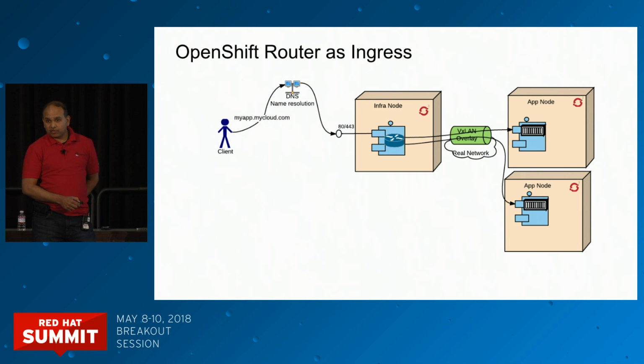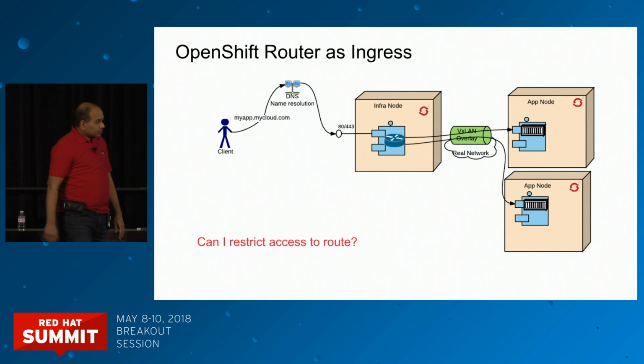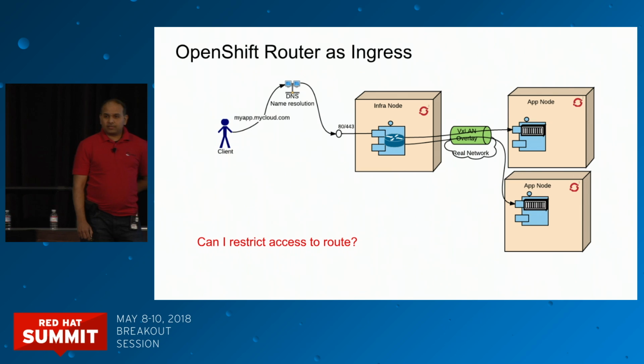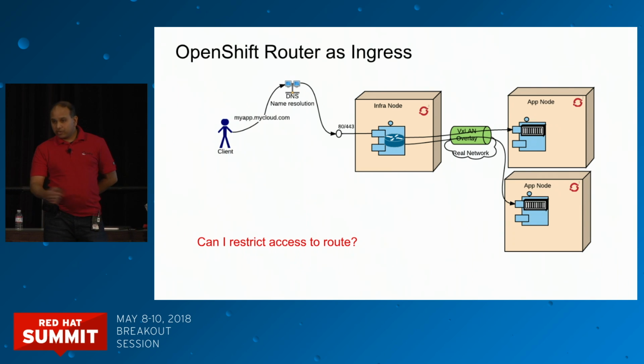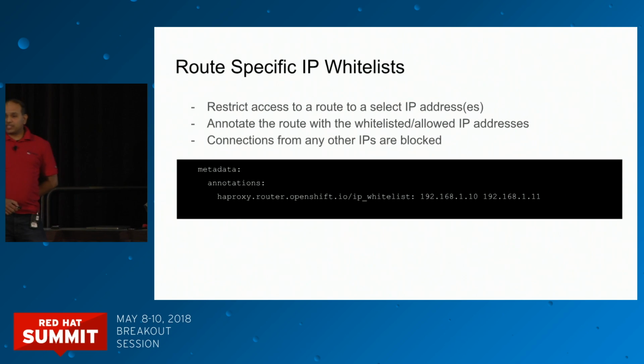We saw how the overlay network works before, right? So it uses the same mechanism. Now, can I restrict access to the route? I know that I can get traffic into my cluster using port 80 and 443, but how can I restrict access? That is where IP whitelisting comes into play.